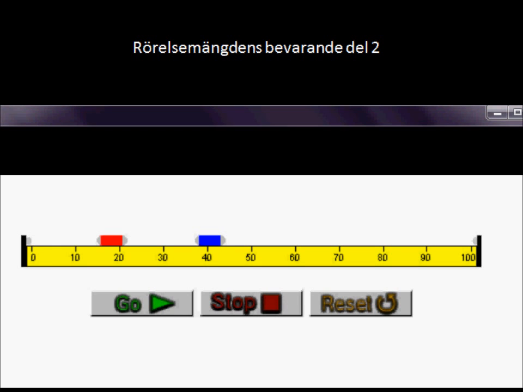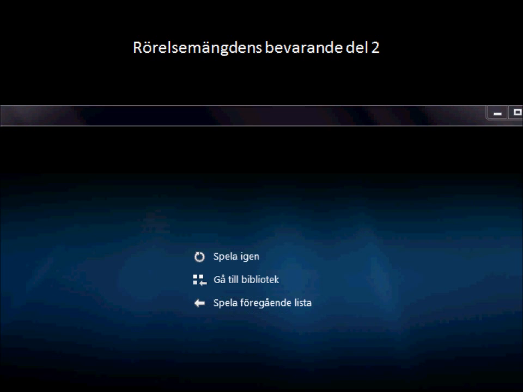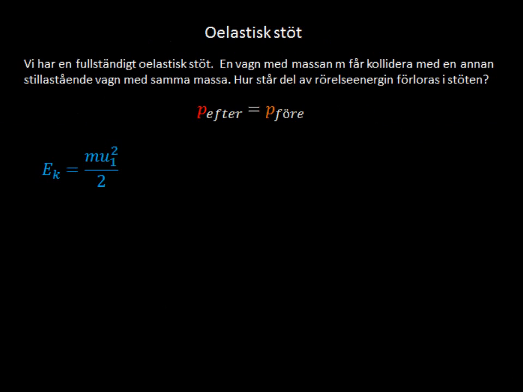All right, I have a little video here that I'm going to show you, and this is going to describe what is happening. As you could see, the red one was the only one moving to begin with. So let's look at that again. You had the red one moving, the blue one was standing still. They stick together, they take off in their new system. Okay, that's what we're going to be looking at.